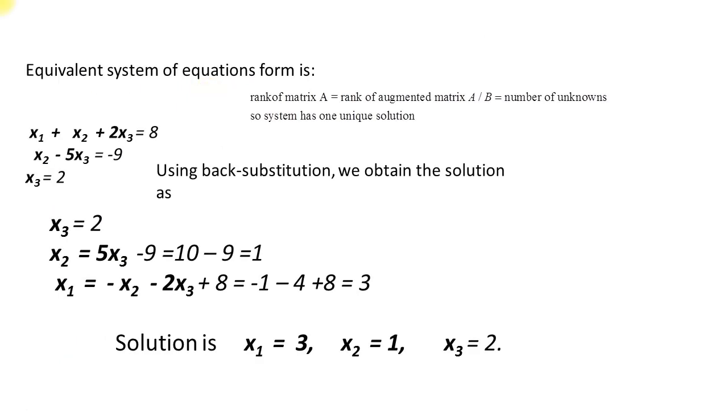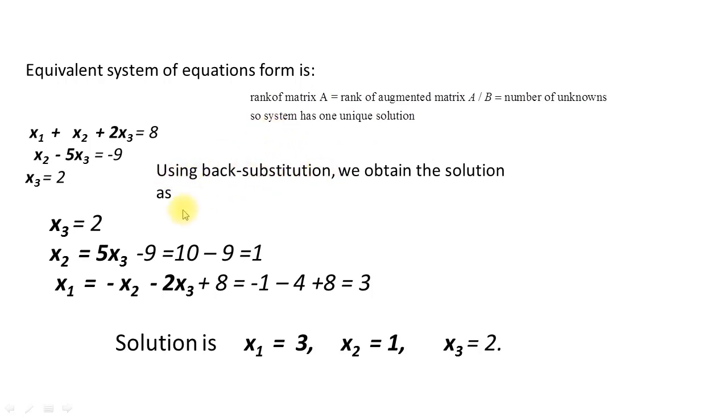So in this echelon matrix, the rank of matrix A is equal to the rank of the augmented matrix and is equal to the number of unknowns. So this system also has one unique solution.